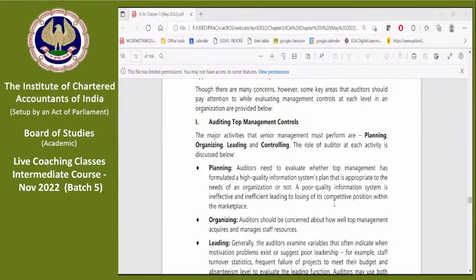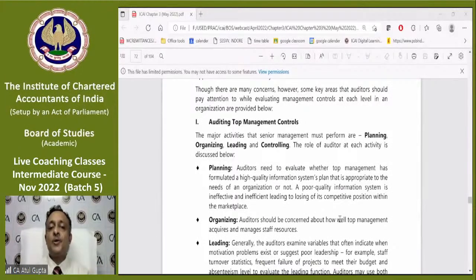Auditor needs to evaluate whether top management has formulated a high quality information systems plan that is appropriate to the need of the organization or not. Please underline, it's a phenomenal line written.